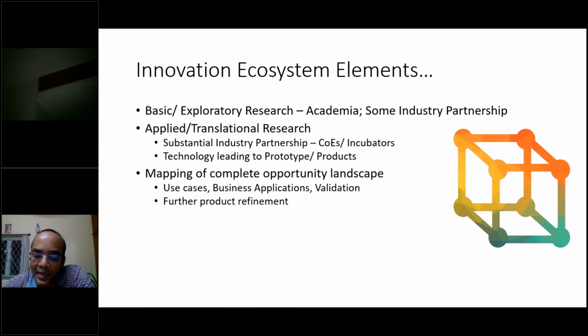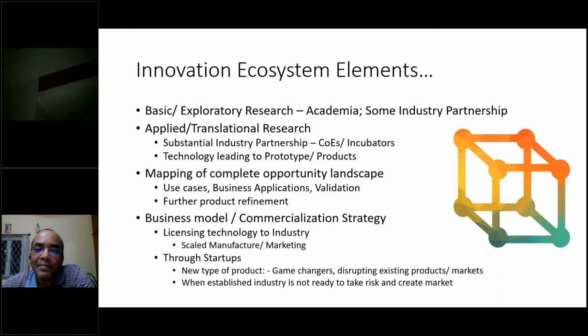At that point you might say, this invention that we have is almost here, but it needs to go here. So there could be some refinement there, and some additional work there. And then comes the whole business model and the commercialization strategy. How do you go about doing it?